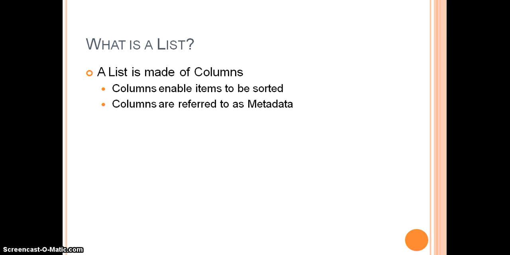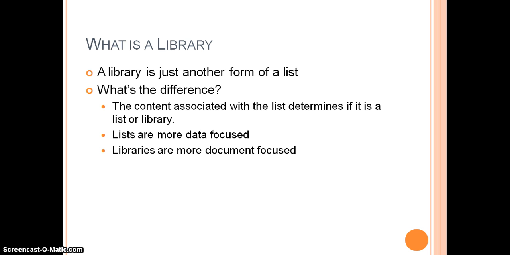What is a list made of? A list is made of columns. If you create a new column and you are providing additional information that identifies the item in the list, each column is referred to as metadata. What's a library? A library is essentially another form of a list. So what's different? The content associated with the list determines if it is a list or if it is a library. Lists are more data-focused, while libraries are more document-focused.